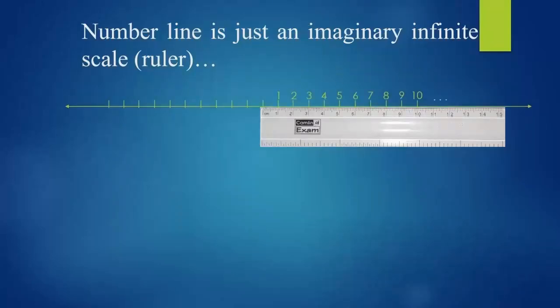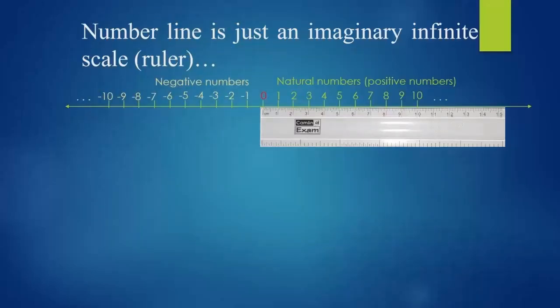On the right hand side, we have numbers like 1, 2, 3, etc. increasing towards the right, which are natural numbers and which are positive numbers, right? We have 0 in the middle, and we have the negative numbers which are decreasing towards the left. So -1, -2, -3, -4, and decreases, so on and so forth.